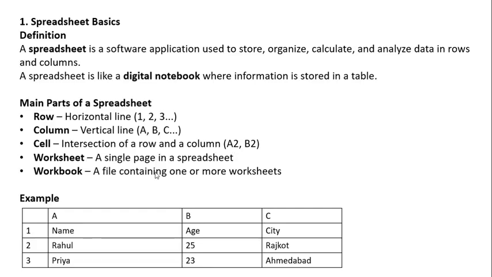A2 means A is the column and 2 is the row, so we find Rahul. B2 means B is the column and 2 is the row, so we find the age 25. A worksheet is a single page in a spreadsheet, and a workbook is a file containing one or more worksheets.